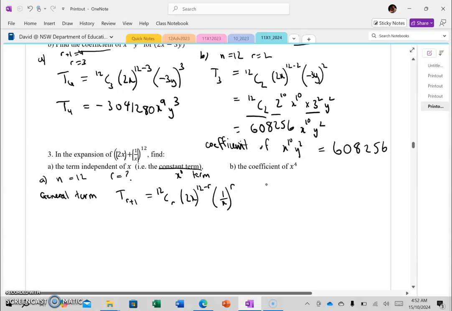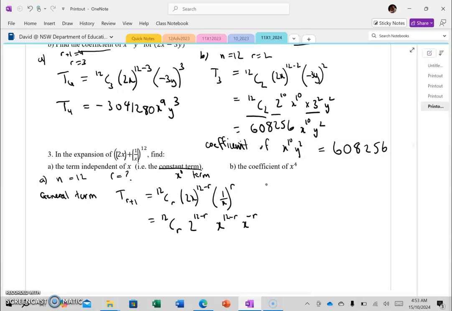If x appears in multiple spots and I want something to do with power of x, I'll use index laws to combine these. So what I'm going to do is bring out all the numbers out the front. So that's 12Cr, 2 to the 12 minus r, and then I'm going to put all the pronumerals at the back. So that'll be 12 minus r, and that'll be x, because that's 1 on x, I'm going to make that x to the power of negative 1, so times, and then there's an r there, so using index laws, we get x to the negative r.